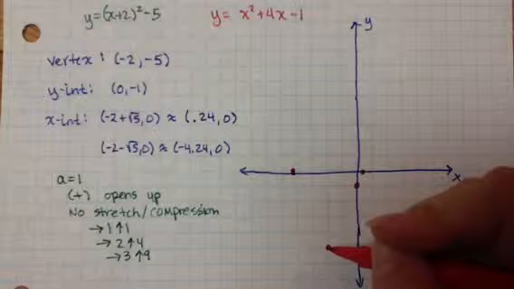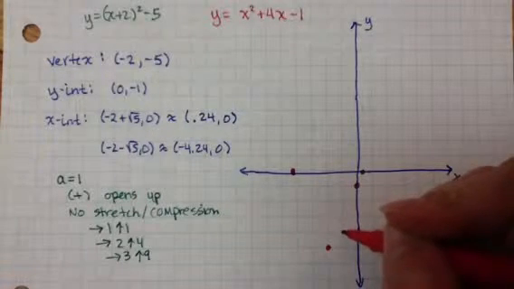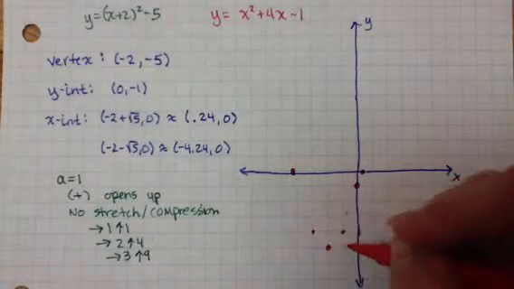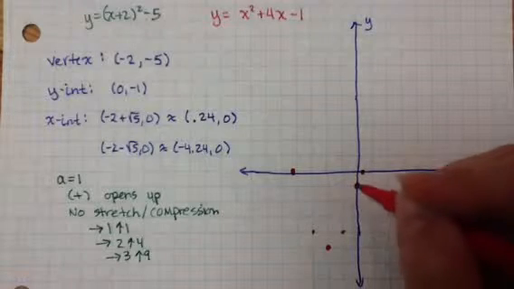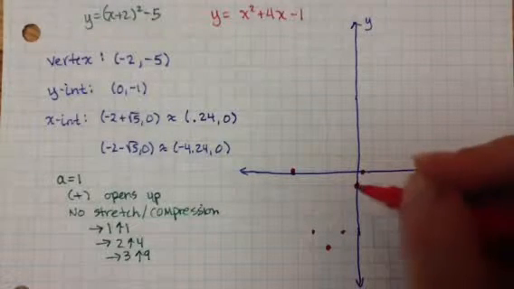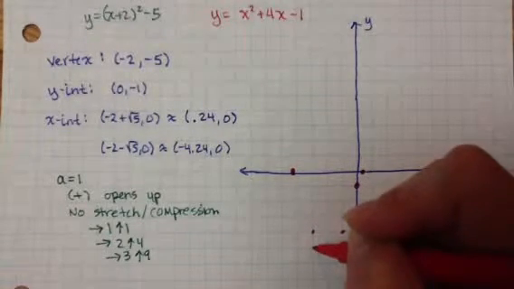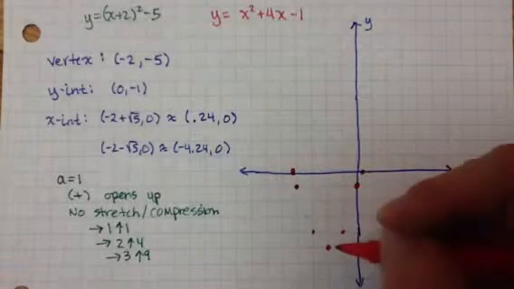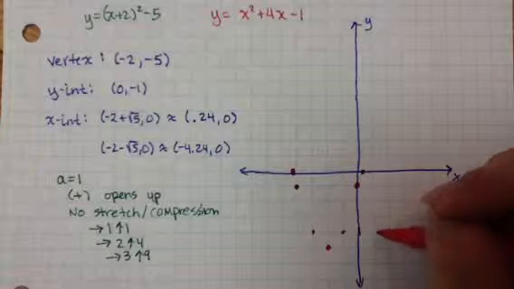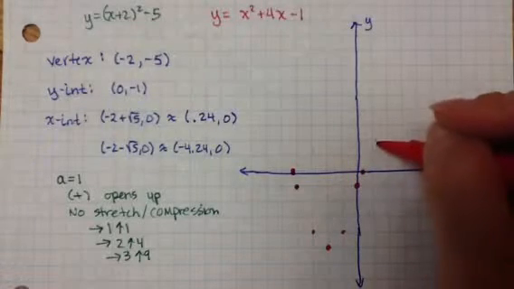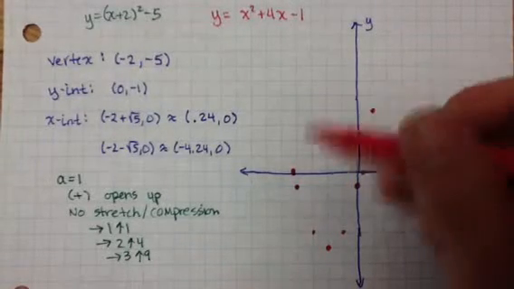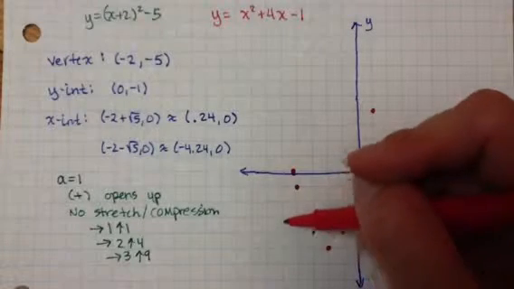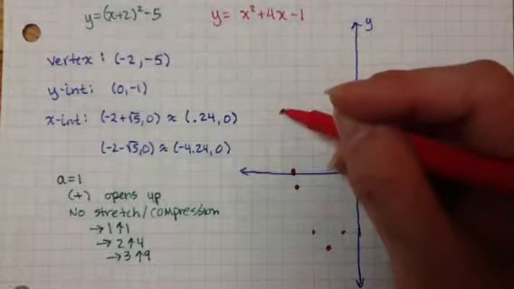So we'll go back to our vertex and we'll go over 1, up 1, over 1, up 1, over 2, up 1, 2, 3, 4. Oh, look, that lands right on our y-intercept. That's kind of cool. Over 2, up 1, 2, 3, 4. And then we could go over 3, up 9, and then over 3, up 9 on the other side.